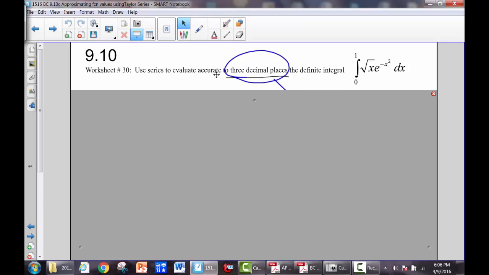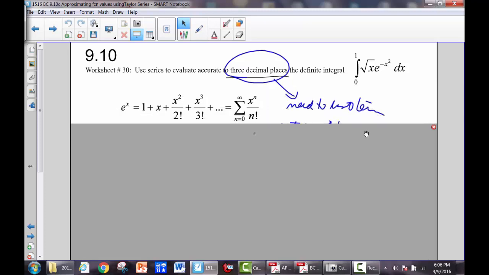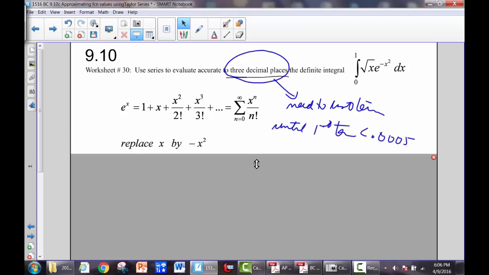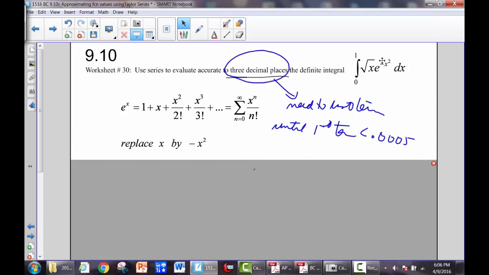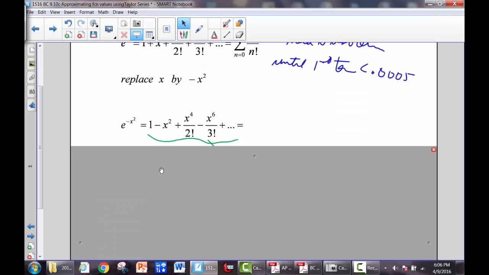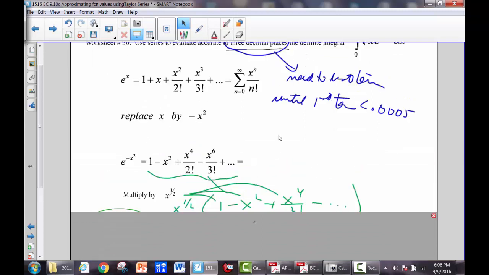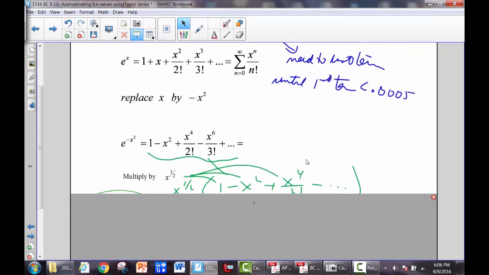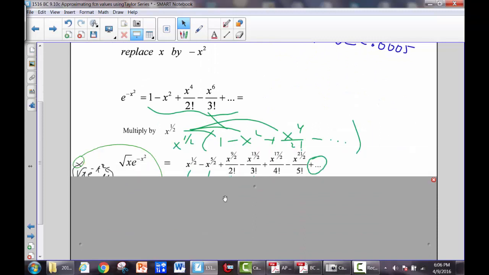Use series to evaluate, accurate to 3 decimal places, the definite integral from 0 to 1 of root x e to the negative x squared. So we're going to start with our power series for e to the x. Here's the first 4 terms. Here's the summation notation. We're going to replace x by negative x squared to get e to the negative x squared. Then we're going to multiply by x to the half, because that's the square root of x, which is x to the half. That's a monomial. So when I multiply each of those terms by x to the half, I'll get the following.